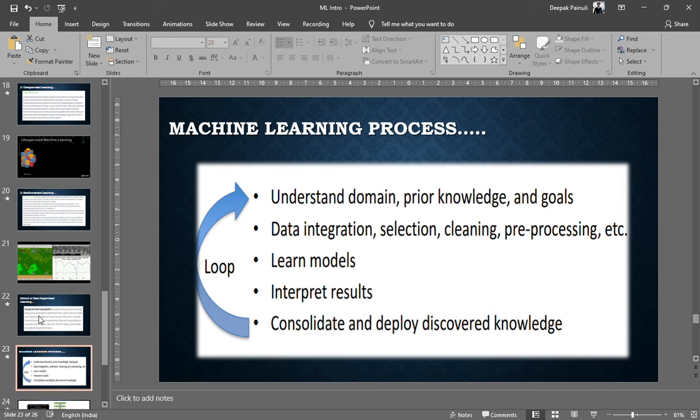So the next step will be interpret results. What we are discussing right now falls under interpret results. After interpreting your results, if you find that your error rate is less than 2%, less than 1%, that means your model is trained in a very good manner, right? That means you can use that model to predict something or to classify something. After that you can deploy it to the real-time scenario, right?